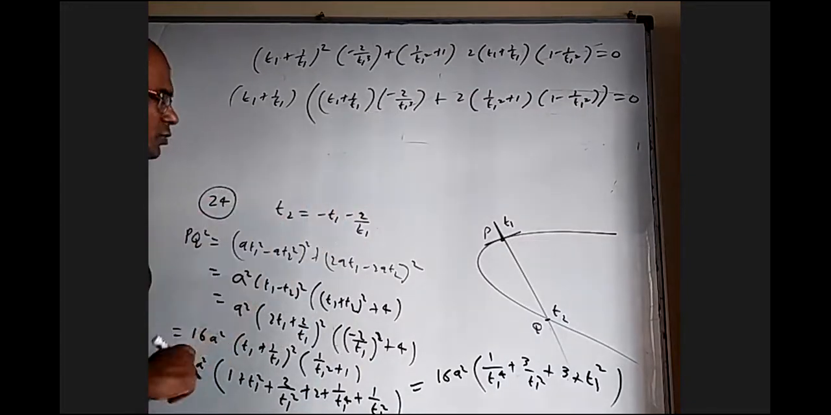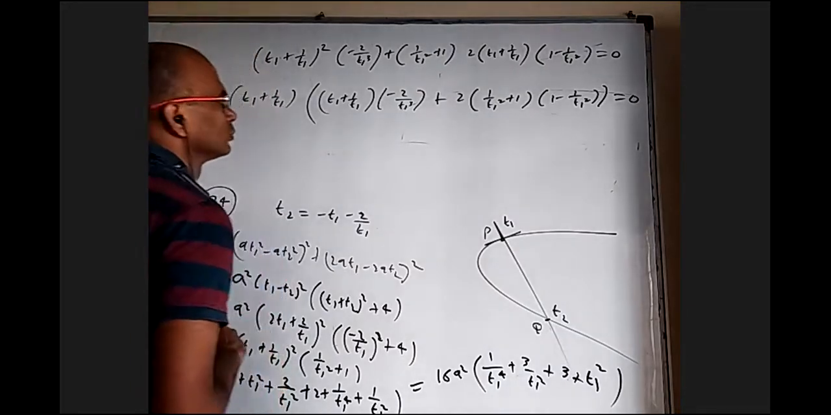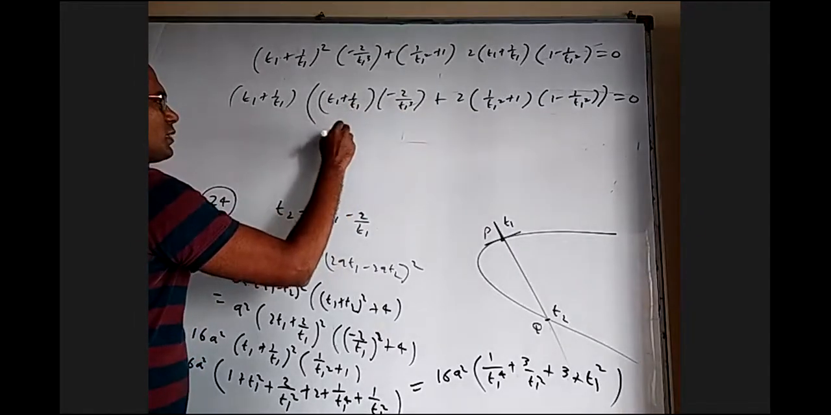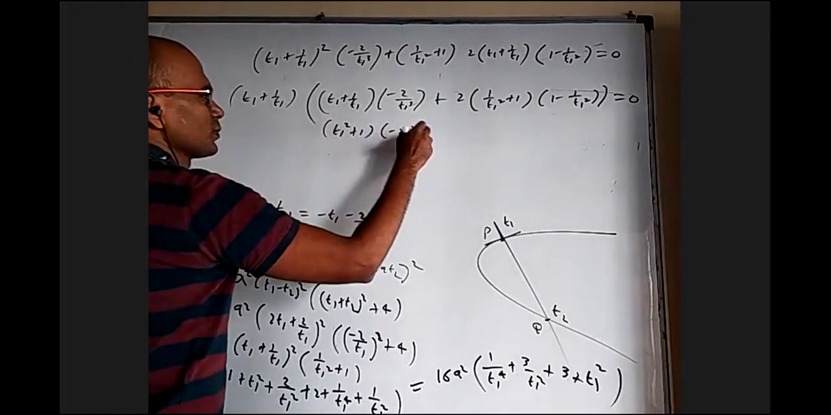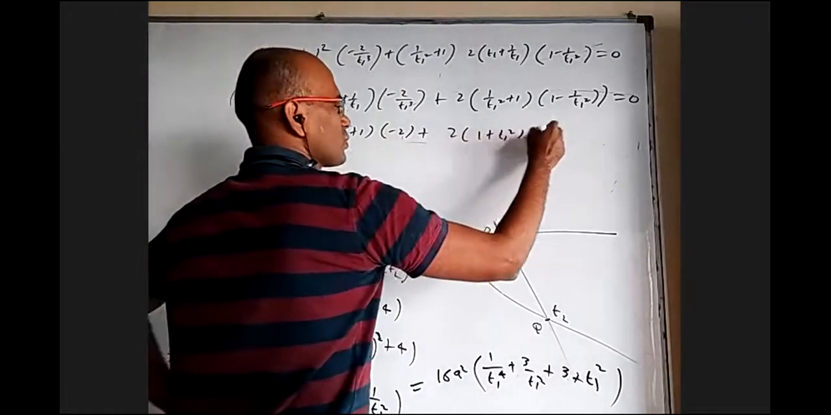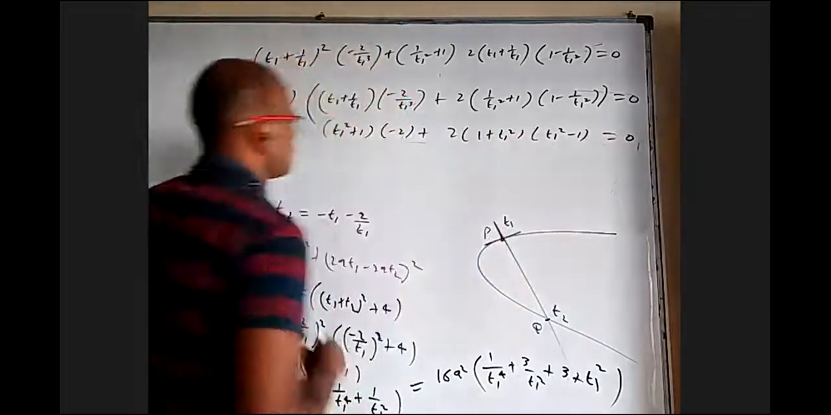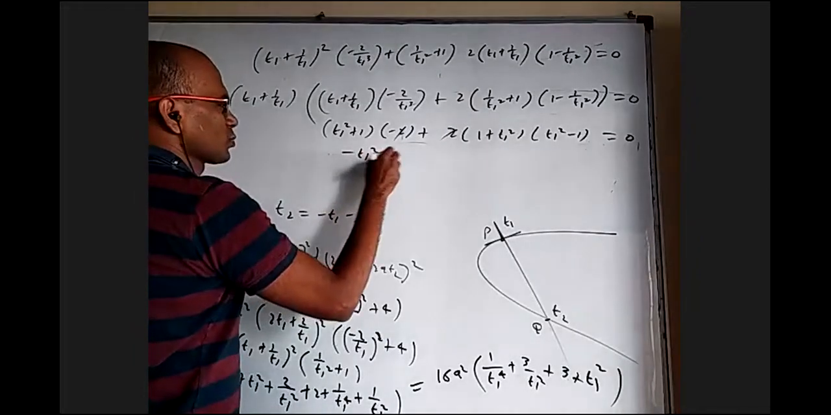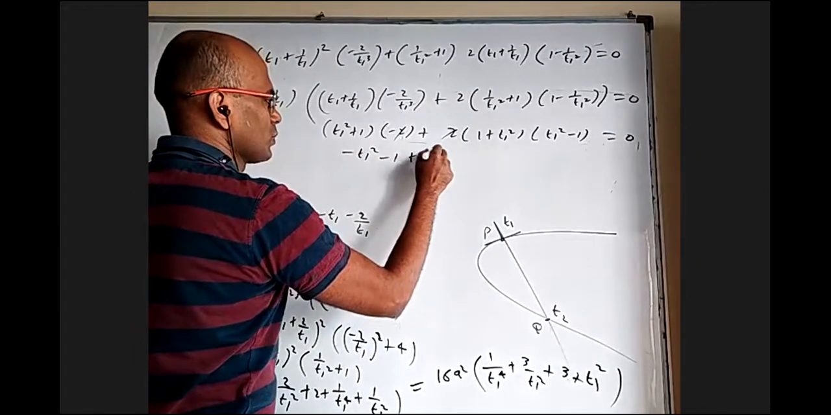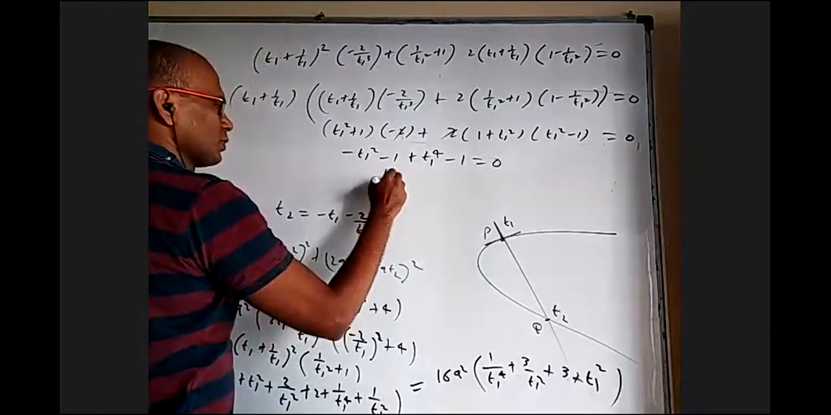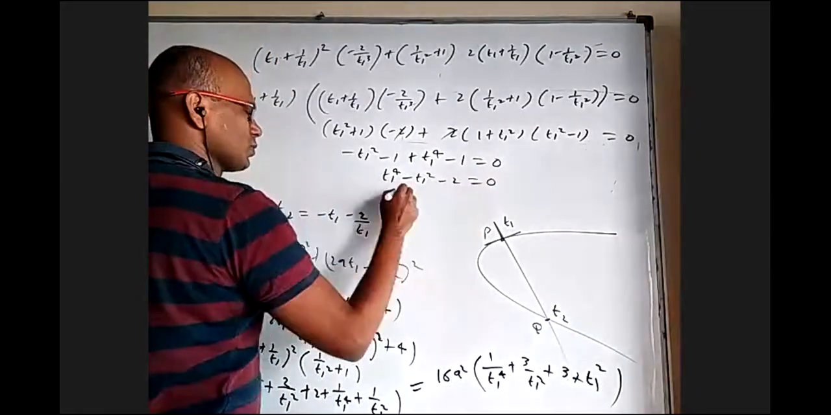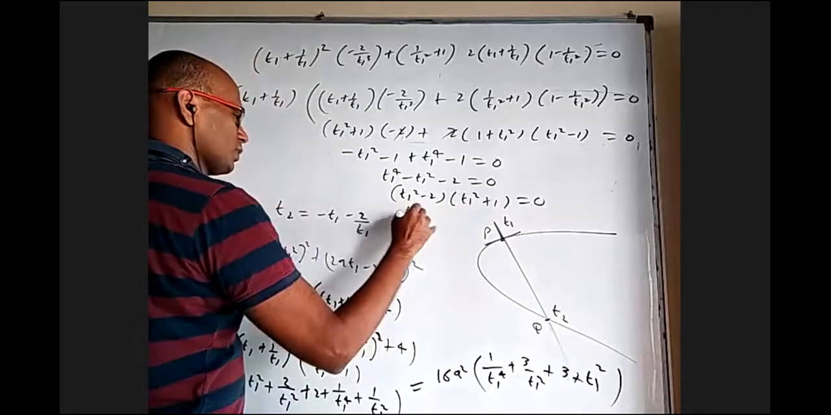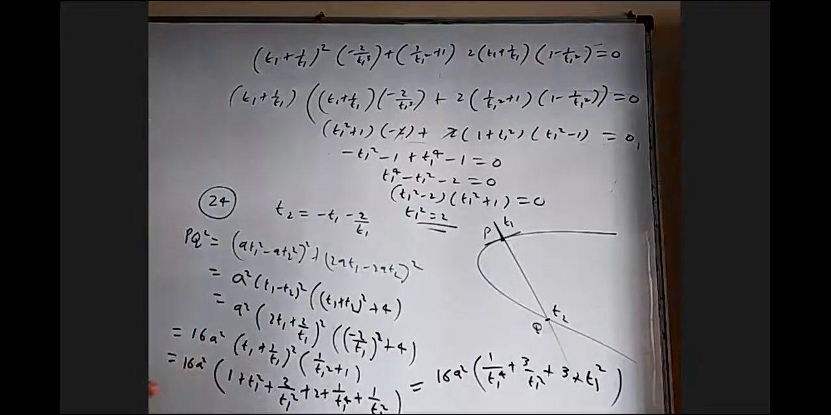Okay, I guess at least this part I have to solve. I have to take LCM T1 to the power 4 there also. So taking the LCM, it becomes (T1 squared plus 1) into minus 2, 2 into (1 plus T1 squared) into (T1 squared minus 1) equal to 0. The 2 I don't need, I can cancel. This is minus T1 squared minus 1 plus T1 to the power 4 minus 1 equal to 0. So T1 to the power 4 minus T1 squared minus 2 equal to 0, that is (T1 squared minus 2) into (T1 squared plus 1). This cannot be 0. So I'm getting T1 squared equal to 2.